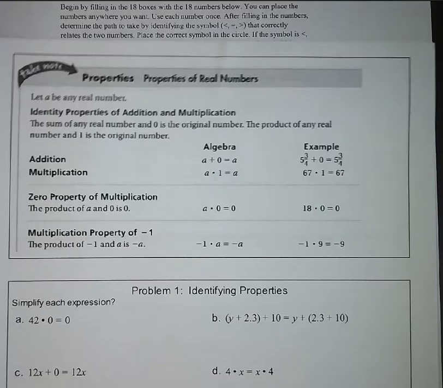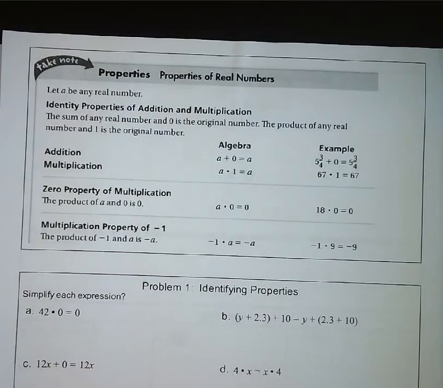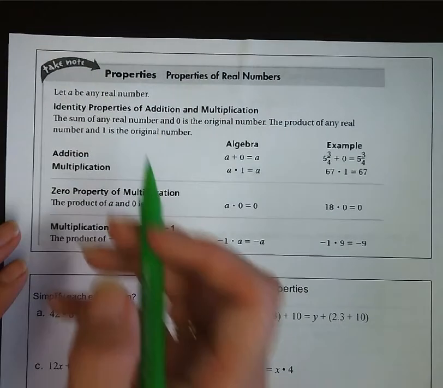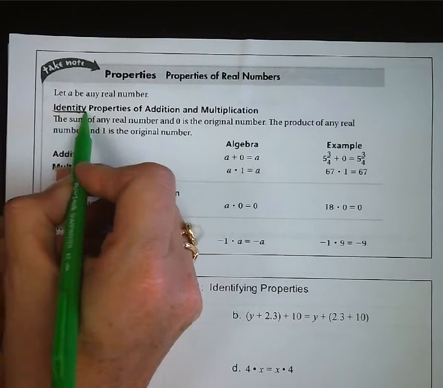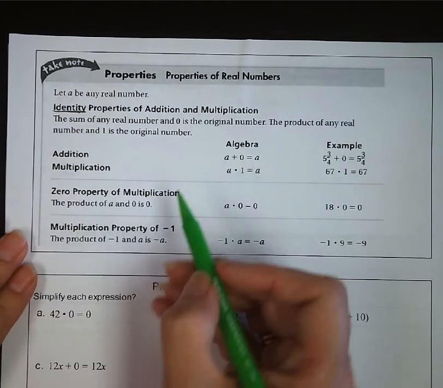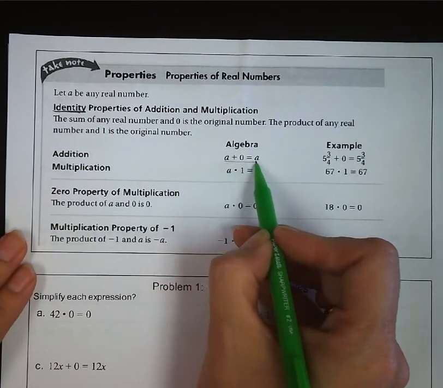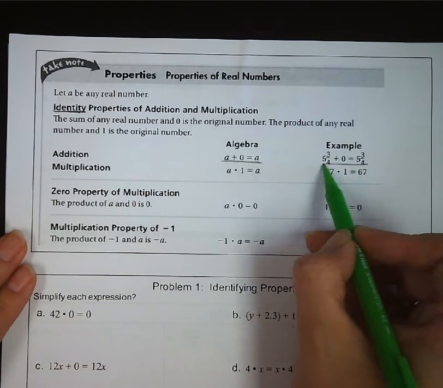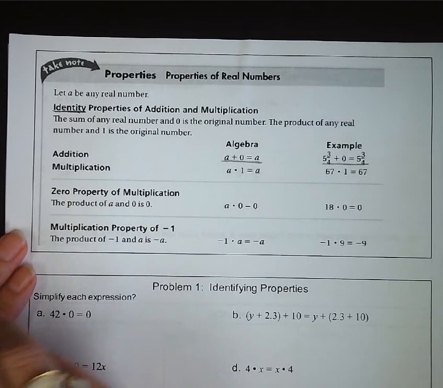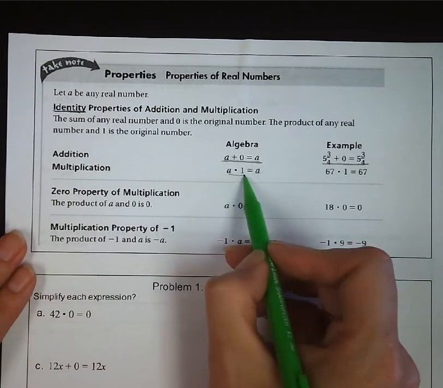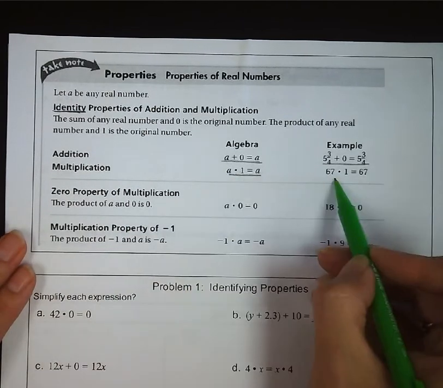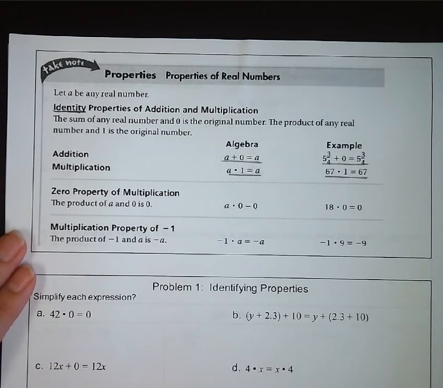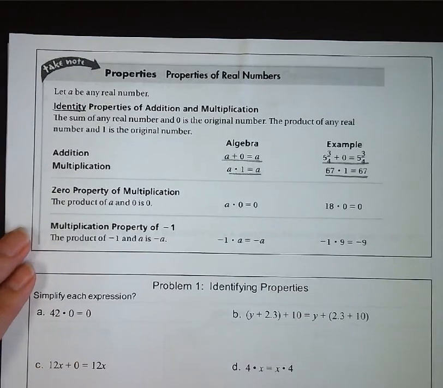All right, a couple more properties of real numbers. We've got the identity properties of addition and multiplication. So the identity property of addition is when we just add 0 to anything, it remains the same. So 5 3/4 plus 0 is still 5 3/4. The identity property of multiplication is when we multiply by 1. This will come up when we start dealing with fractions.